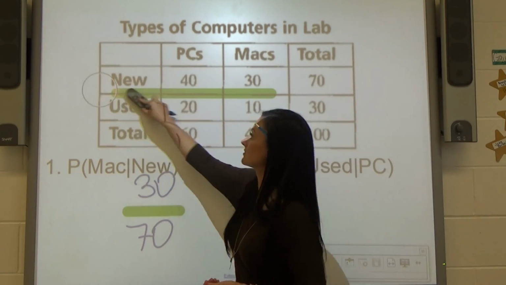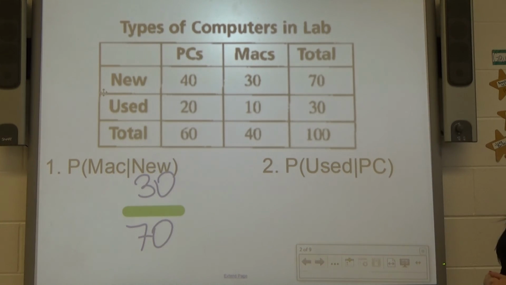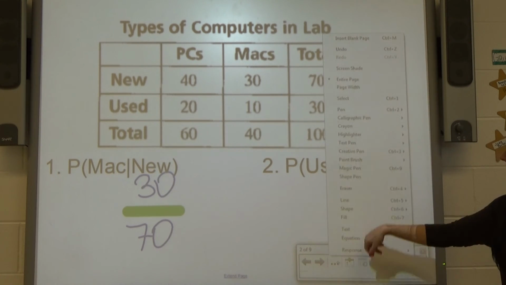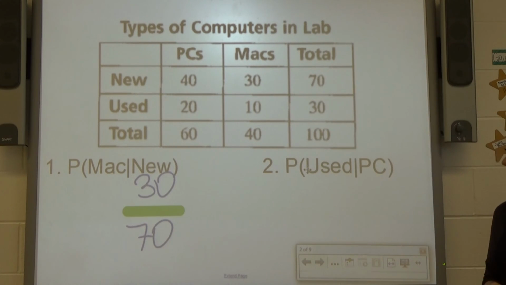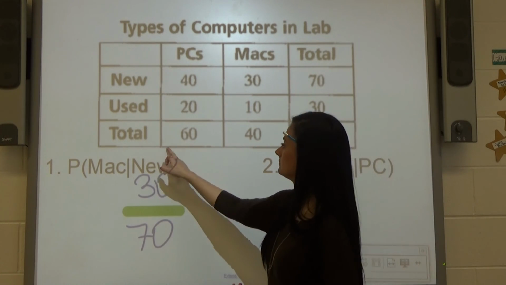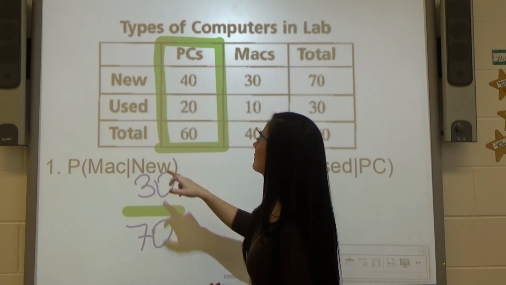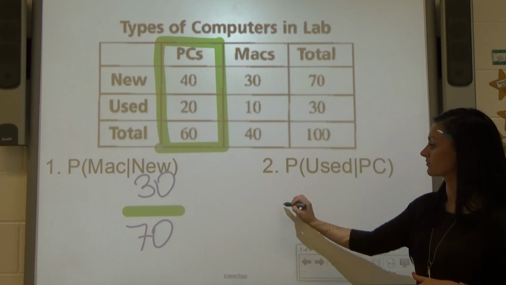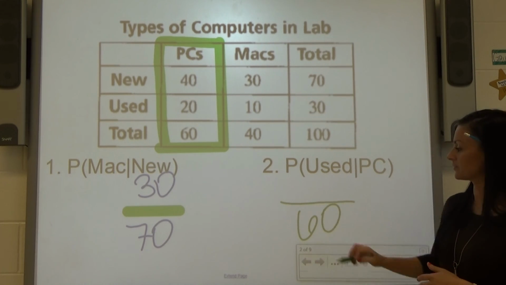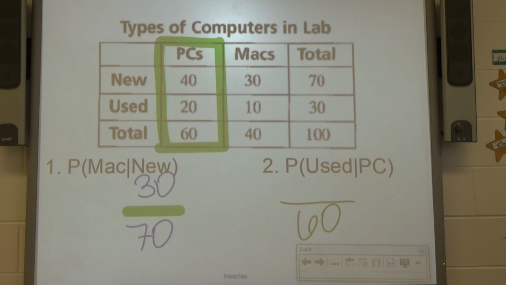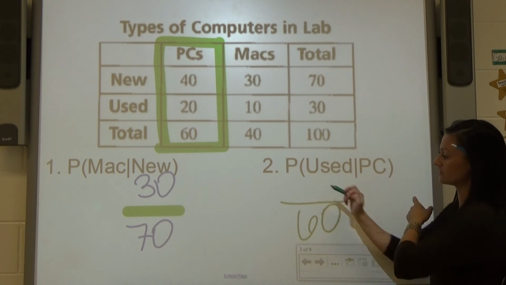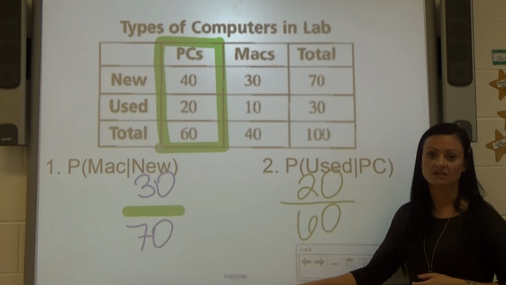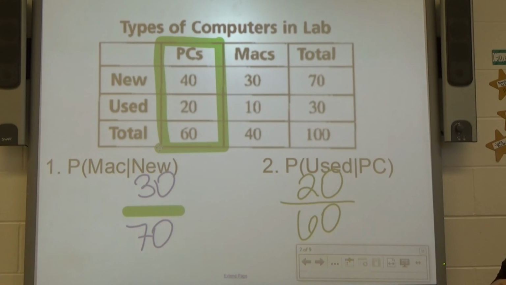Now for the second question, it's asking me the probability that it is a used computer, given that it is a PC. So now I'm in the PC row, because I know that that is true. There are 60 total PCs. How many of them are used PCs is going to go in the numerator. So that would tell me that there are 20 used PCs, giving us a probability of 20 out of 60.